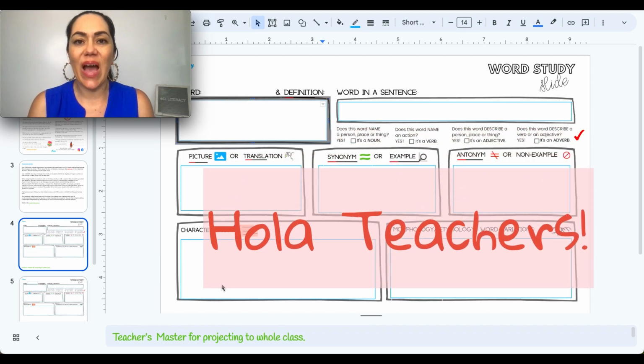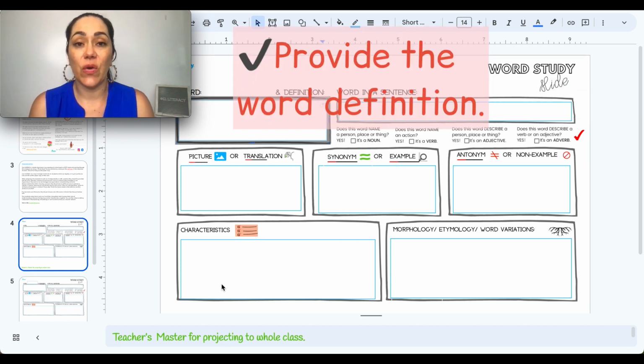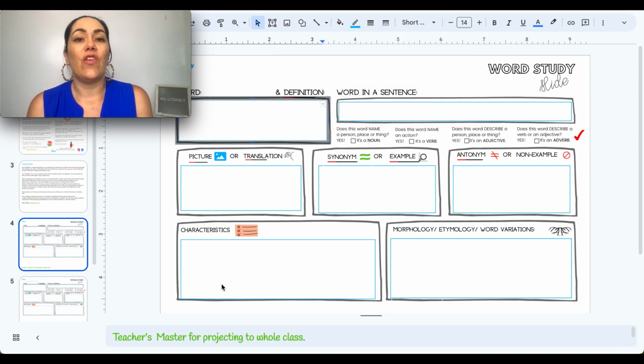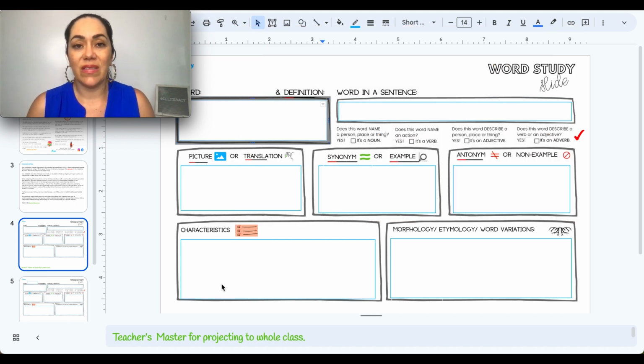Here to show you how I use this word study guide with my middle school students. My very first recommendation is that you always provide your students with the word definition. You probably already know how ineffective it is when you ask your students to look up a word definition on their own.